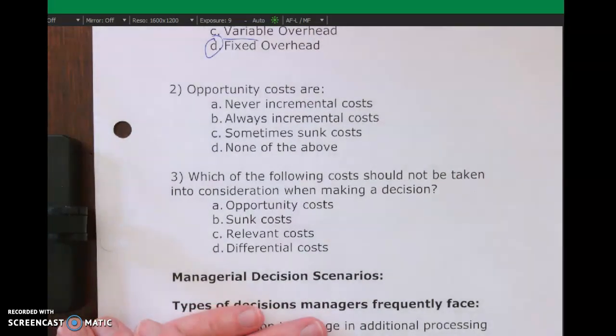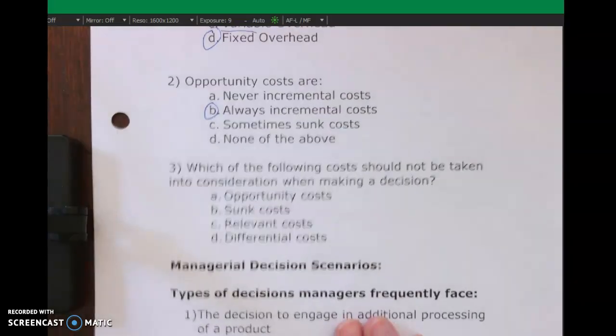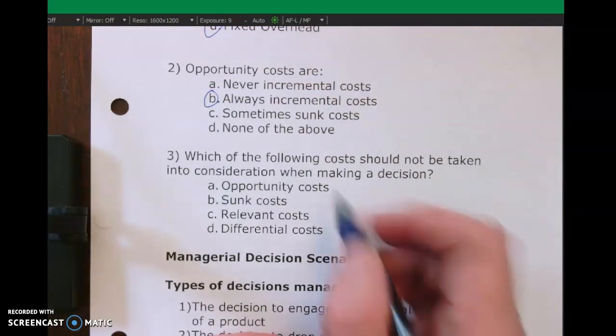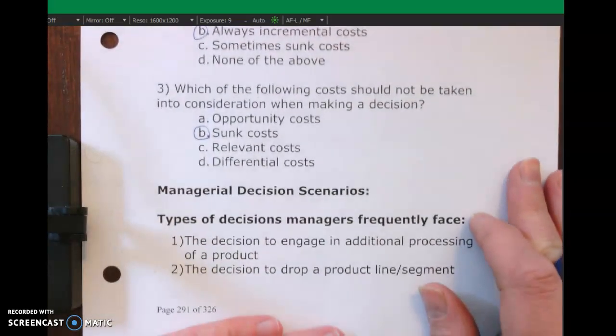Opportunity costs are costs foregone, or benefits foregone, from choosing one alternative over another, and opportunity costs are incremental costs. Which of the following costs should not be taken into consideration when making a decision? The sunk cost. Okay? So let's talk about some types of decisions that managers frequently face.